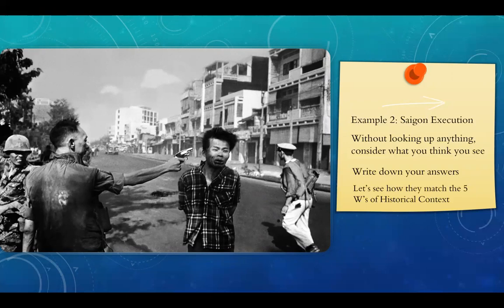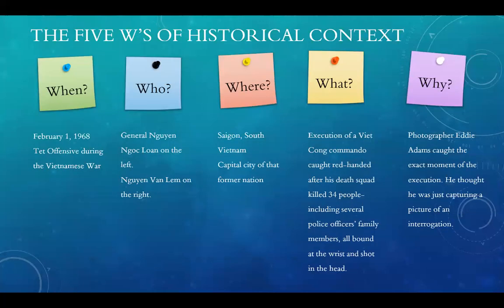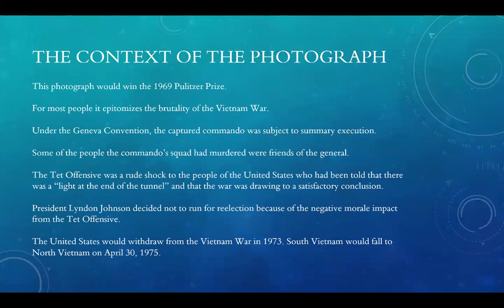And you start to realize that there's a war going on, a nasty guerrilla war. And this guy here that was being executed had just killed 34 people with his death squad. Let's go examine a few more of the contextual factors. The photograph will win the 1969 Pulitzer Prize. For most people, it epitomizes the brutality of the Vietnam War.